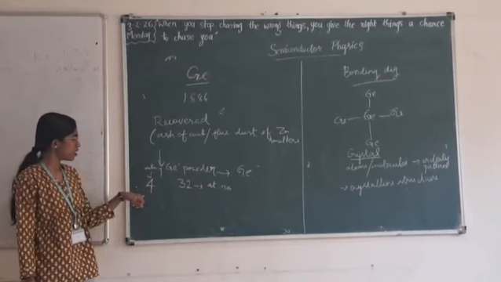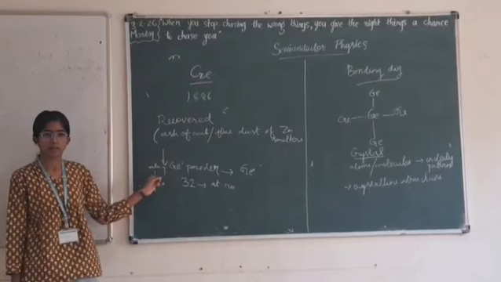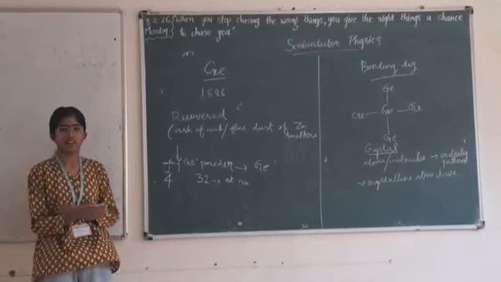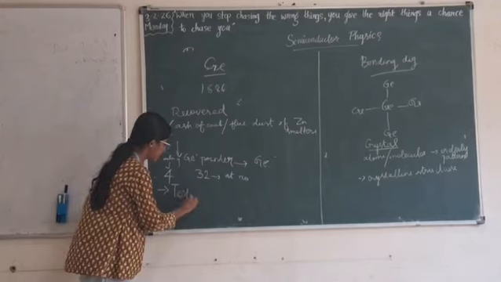So what do we call for elements having 4 valence electrons? We call some divalent, trivalent, yes, tetravalent. So this germanium is a tetravalent element.